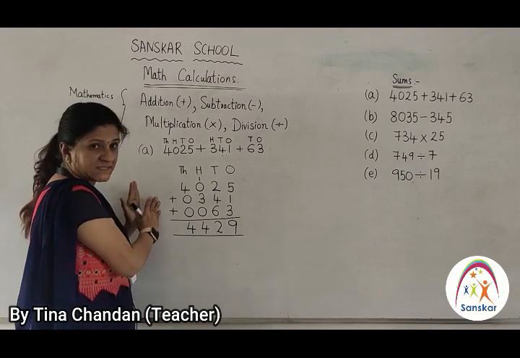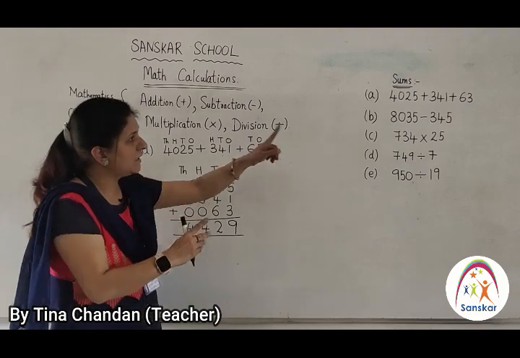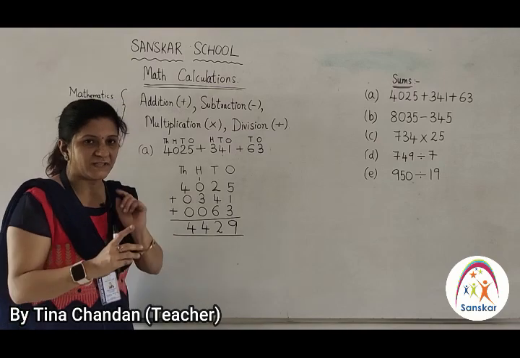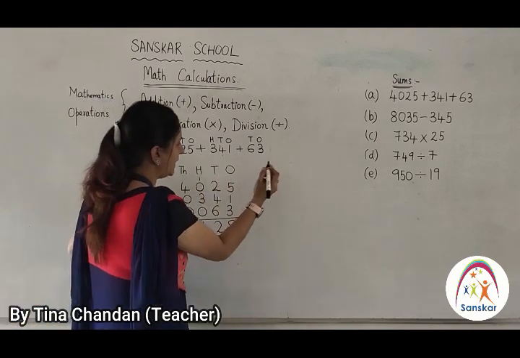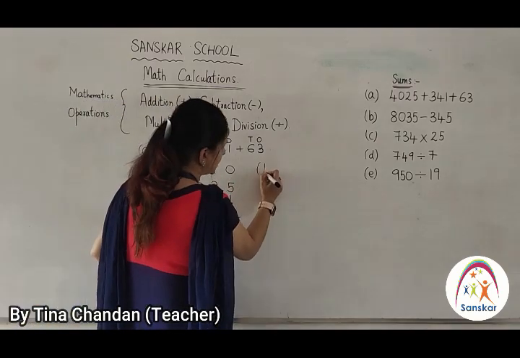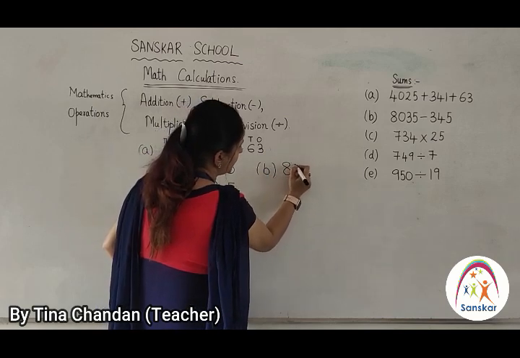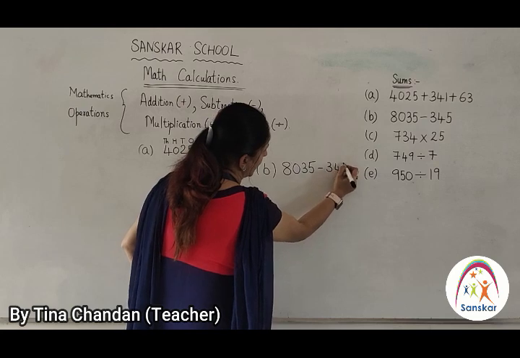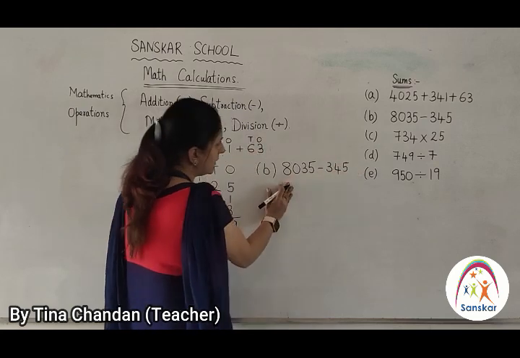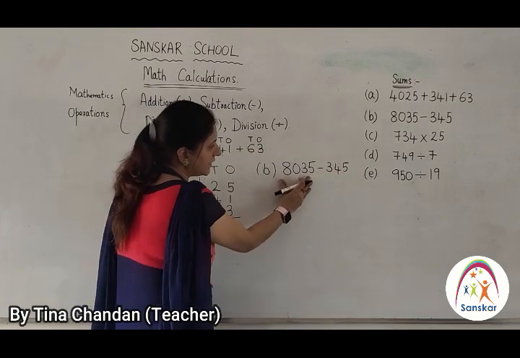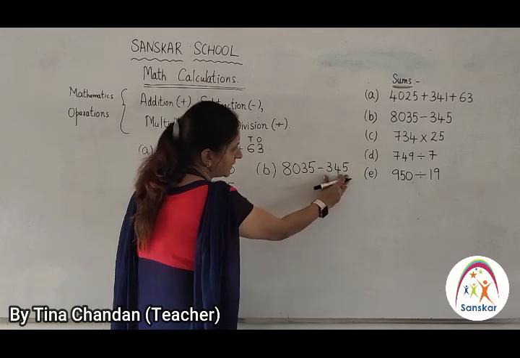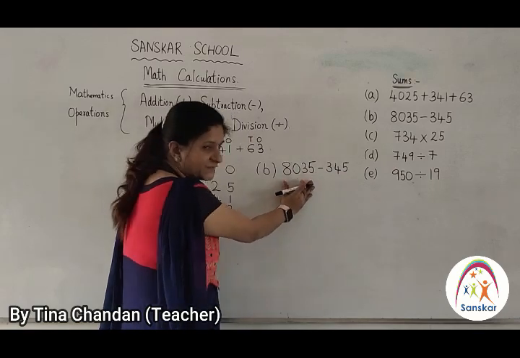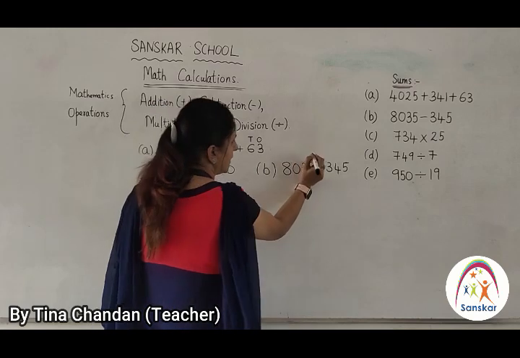Now you have to follow the same steps for subtraction questions. We'll take one subtraction sum also. Okay, the question given to you is 8035 minus 345. Now again, when you see the numbers, here it is a 4-digit number and here it is a 2-digit number. The safe side is to write down the places.